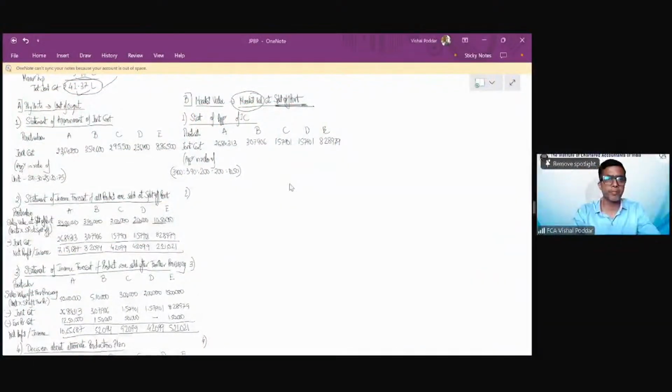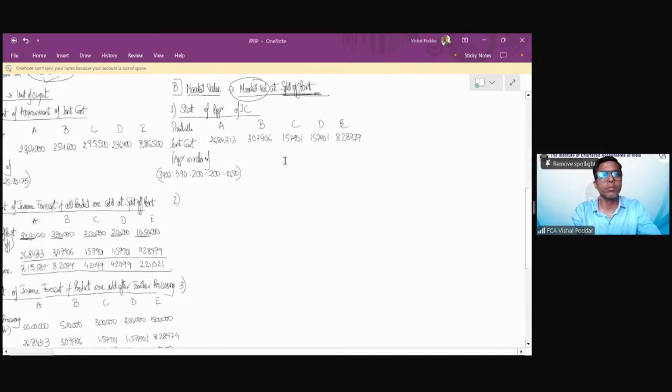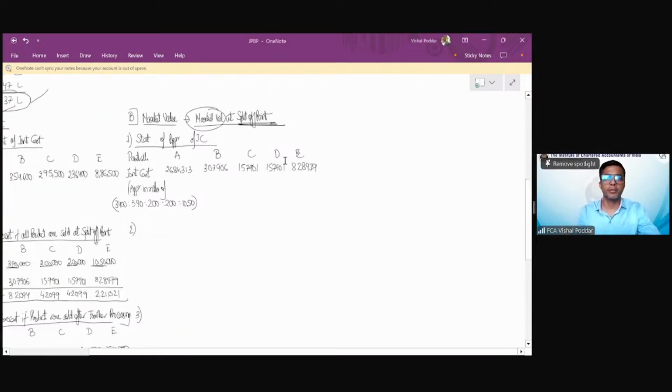So students, now we go to our third method, which is again part of the market value method only. Now this method is not much used, but academically we'll just see the method and solve one sum. So market value after further processing.